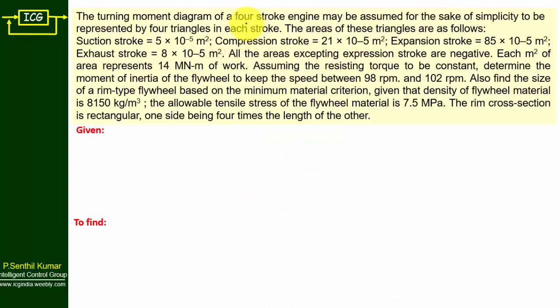Turning moment diagram of a four-stroke engine may be assumed, for the sake of simplicity, to be represented by four triangles in each stroke. The areas of the triangles are as follows. Suction stroke 5 into 10 power minus 5 meter squared. Compression stroke 21 multiplied by 10 power minus 5 meter squared. Expansion stroke 85 into 10 power minus 5 meter squared. Exhaust stroke 8 into 10 power minus 5 meter squared.